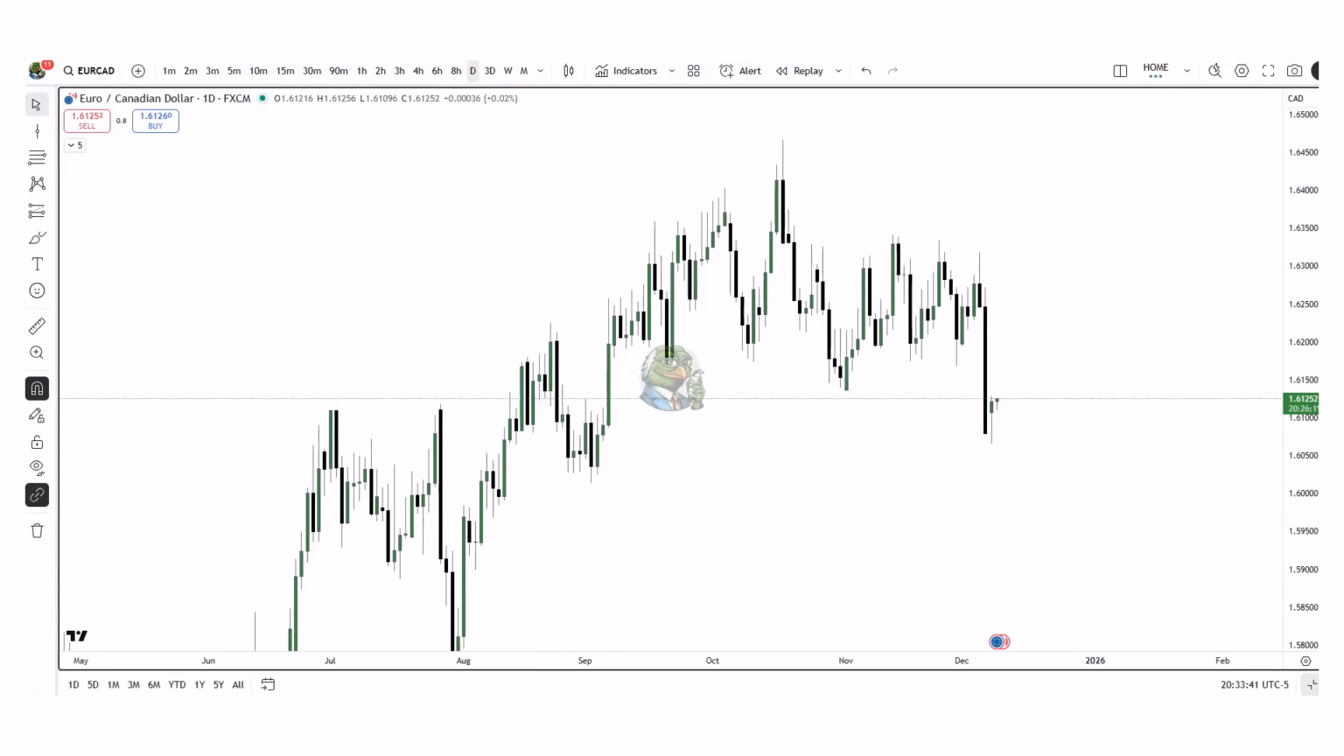Now, I only prefer fair value gaps. That's my choice of PD array. I don't care about breakers. I don't care about order blocks. I don't care about rejection blocks. Fair value gaps, that's all I care about. So we're going to start just from September.